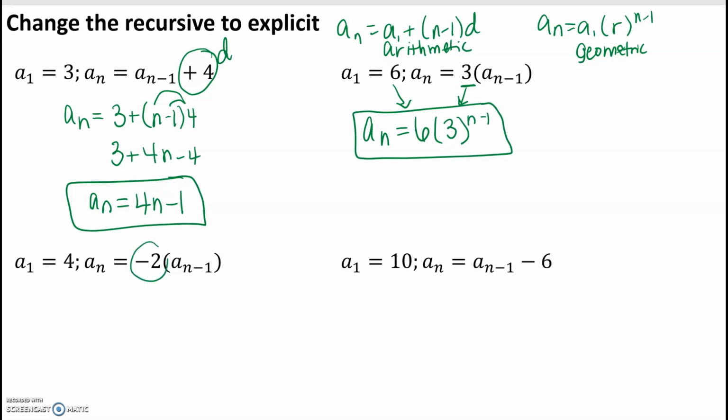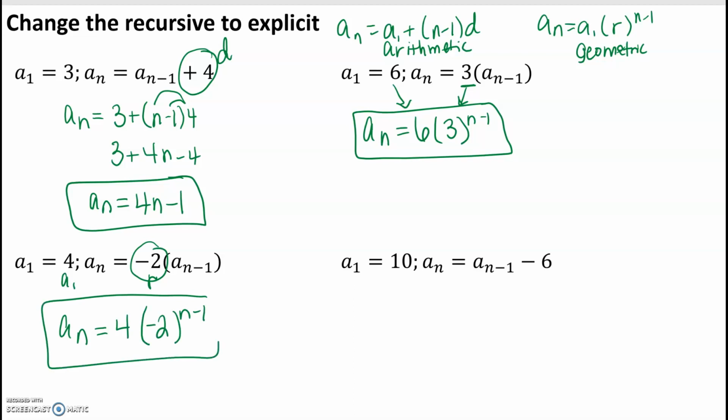Okay, next problem again is geometric because I have that multiplication happening. So this is my ratio. Here is my a sub 1, my first term. So my rule looks like 4 times -2 to the n minus 1 power.